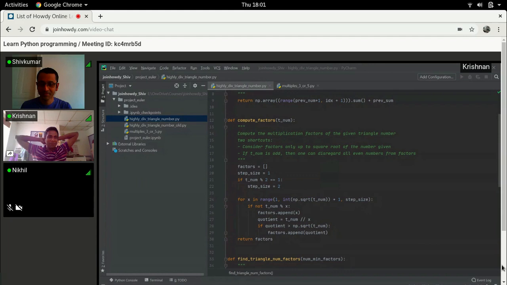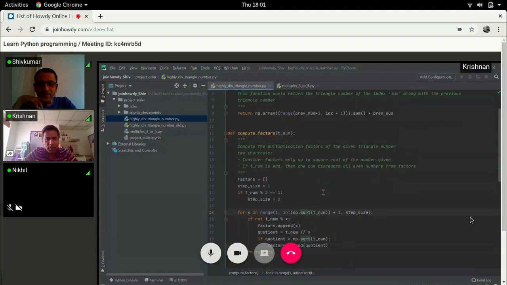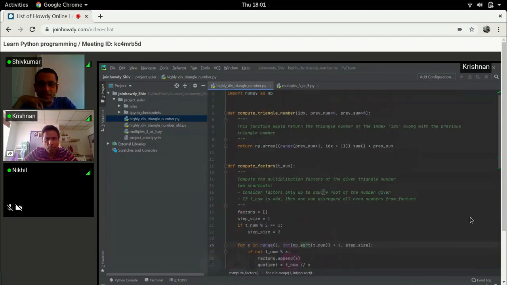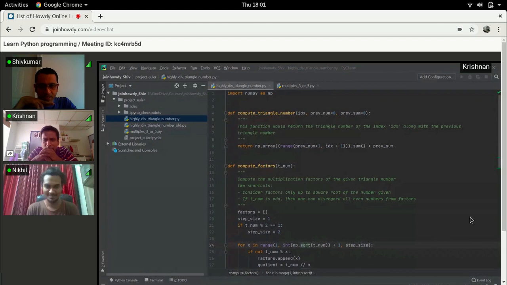So you're computing the numbers. Previous sum, previous number, previous sum, range, previous number. I can probably just quickly explain what I tried to do. Maybe there are some mistakes.